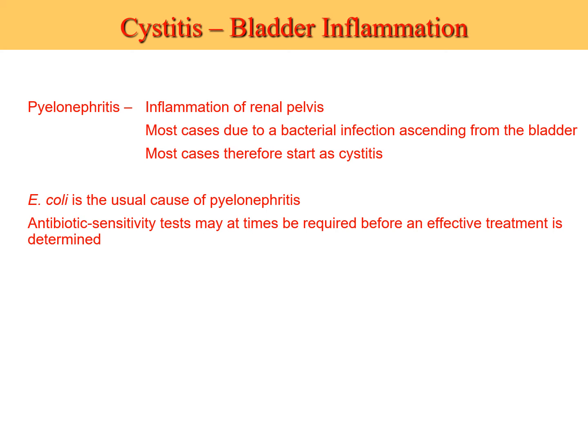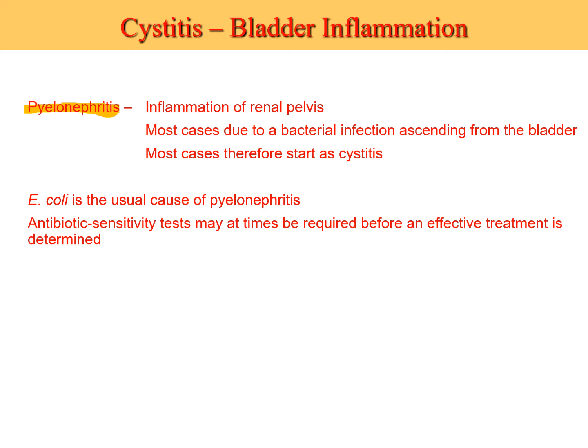Now, sometimes that inflammation of the bladder, due to a bacterial infection, can spread further up the urinary tract, up the ureter to the kidney, to the renal pelvis, in which case it can cause inflammation, which is called pyelonephritis.